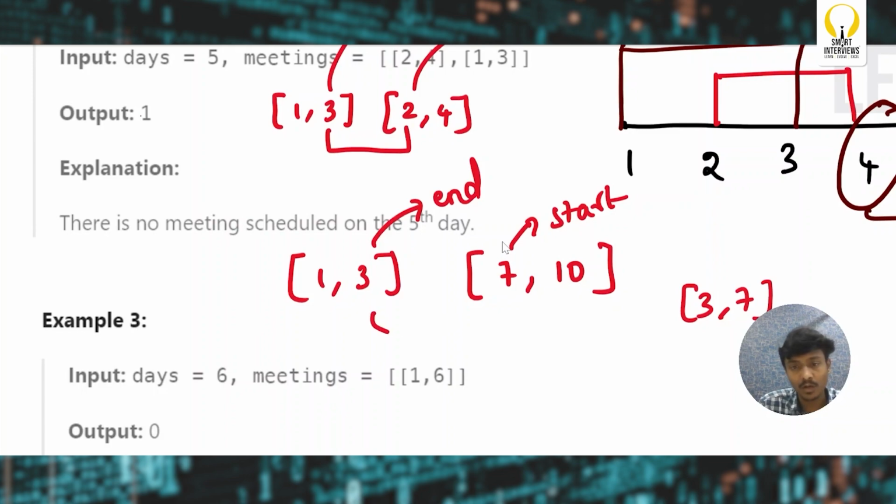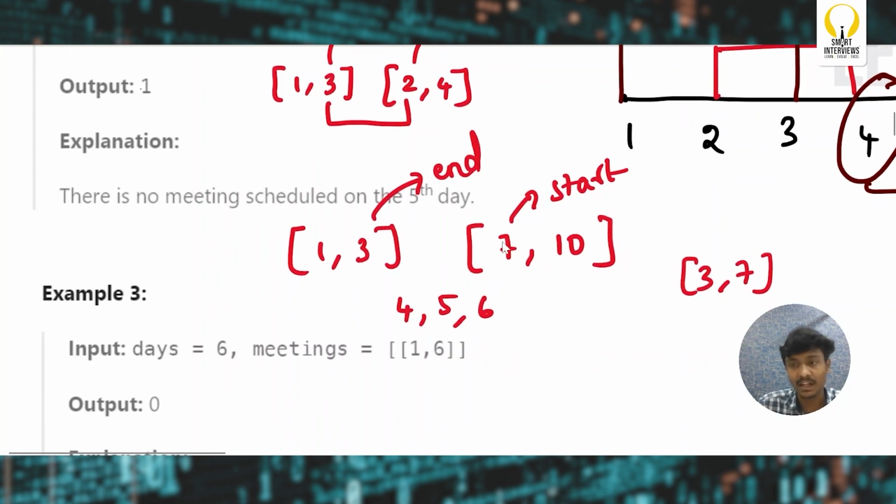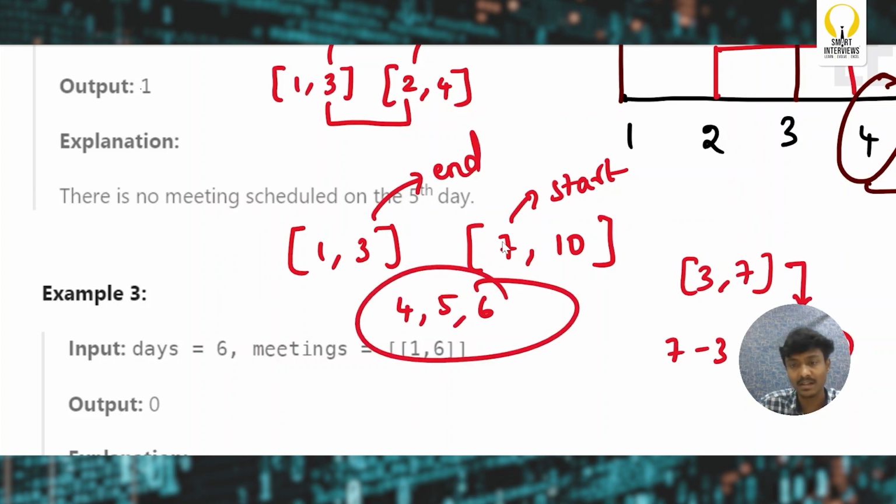So first of all, what are the free days here? So it is 4, 5 and 6. And if I apply the relation here, it is going to be 7 minus 3 minus 1, which in turn will give me 3, which is 4, 5 and 6. But how did I come to this conclusion?